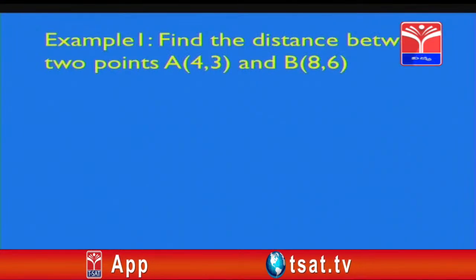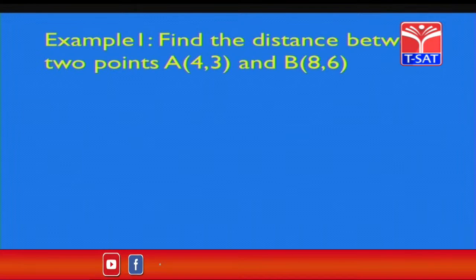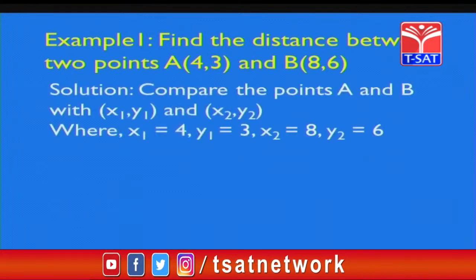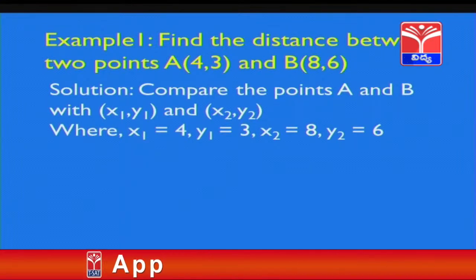Find the distance between 2 points A (4,3) and B (8,6). We are given 2 points A (4,3) and B (8,6). So, first let us compare the points A and B with (x1, y1) and (x2, y2). So, when we compare, children, we get x1 as 4, y1 as 3, x2 as 8 and y2 as 6.